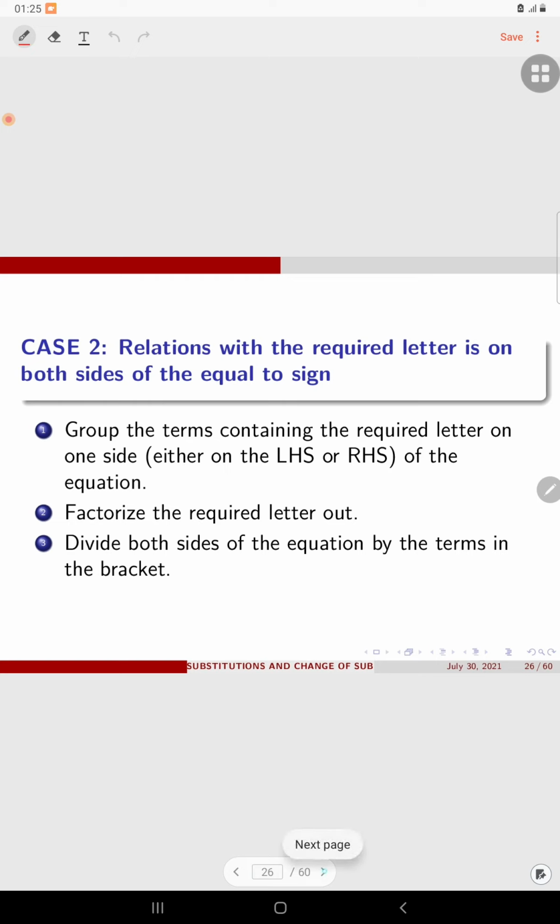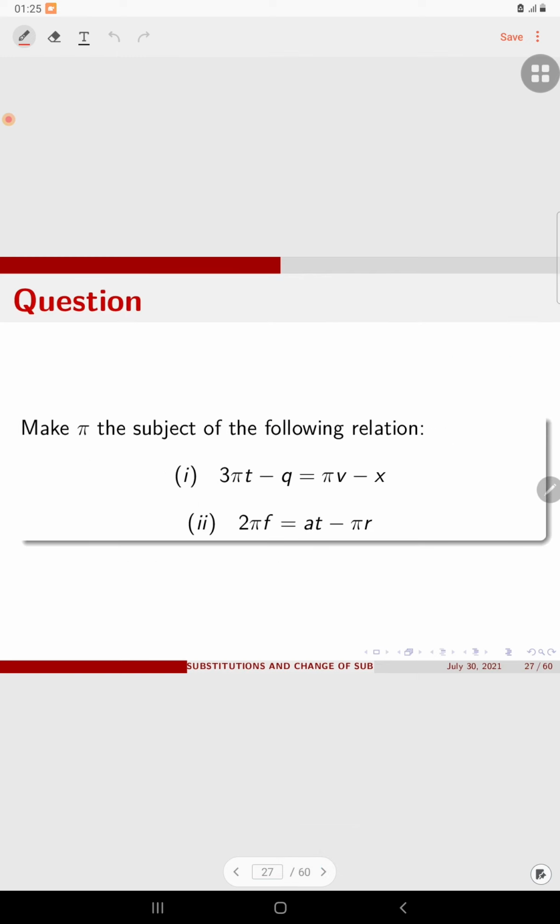Let me use an example to summarize these steps for you. Let's look at this nice example. First one, we have 3 pi t minus q equals pi v minus x. So we have been told to make pi the subject in that relation. So how do we solve it? It's very interesting. All right, so let me go to my board.